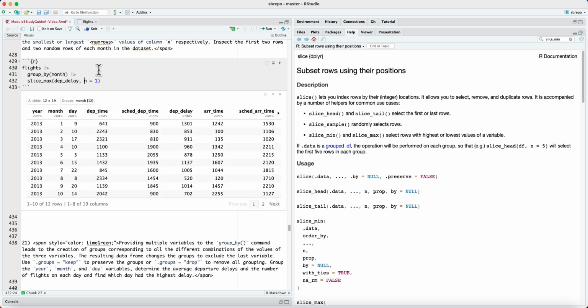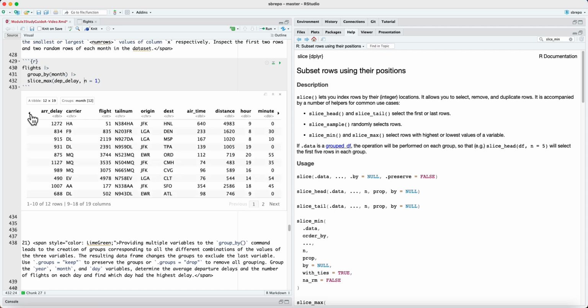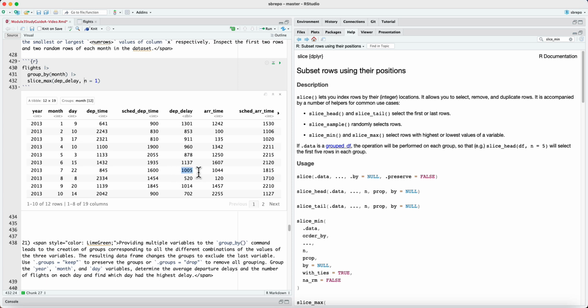And when we do that, you can see, for example, in July, the flight with the biggest delay happened on the 22nd of July. Its scheduled departure time was 4 p.m. and its actual departure was 8:45. This means it must have actually been scheduled to depart the day previously, and the departure delay is 1005 minutes.